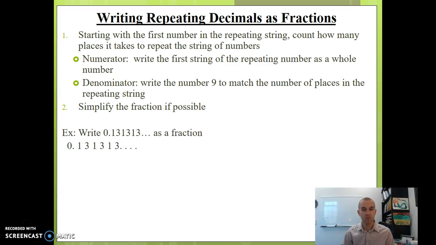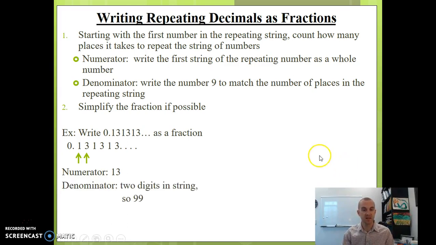So say we're repeating 13131313 infinitely. We can see that what's being repeated is the 1 and the 3. So that tells us our numerator is 13, and our denominator is the number of digits in that string. Well, there's 2 digits, which means we need 2 nines, or 99. So we'd write that as 13 over 99.